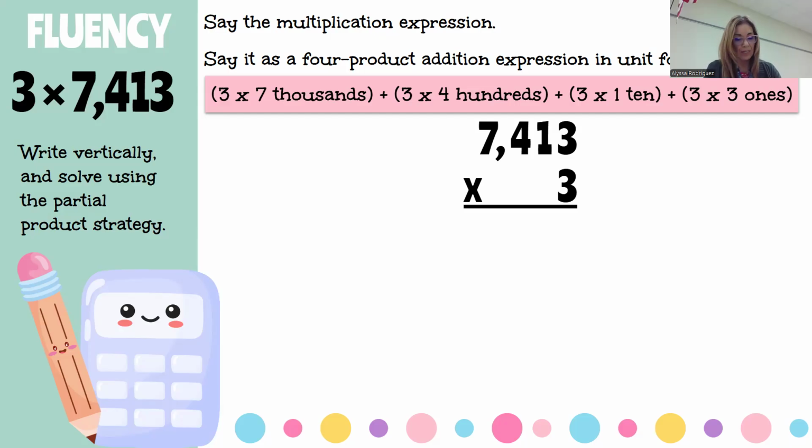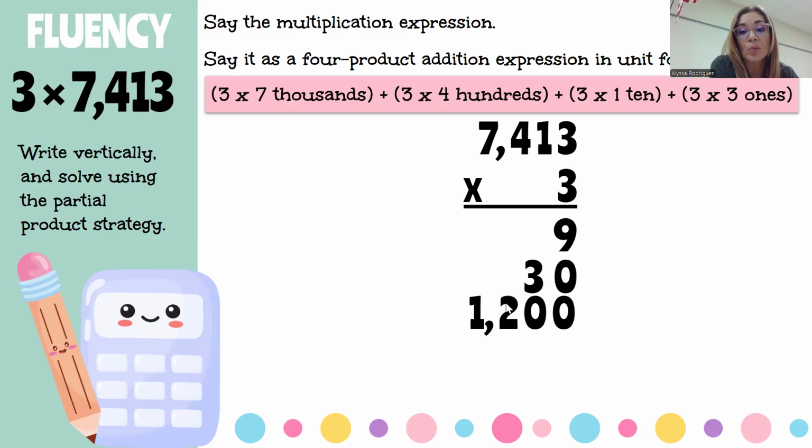Okay, if you need more time, pause the video in 3, 2, 1. 3 times 3 is 9. 3 times 1 is 3. We're putting the 0 there because the 1 is in the tens place, so that's actually 30.